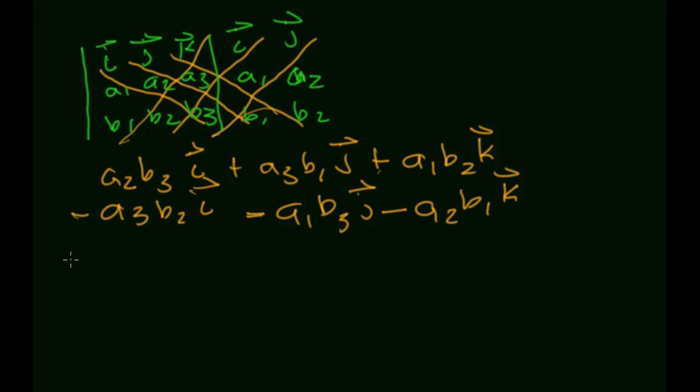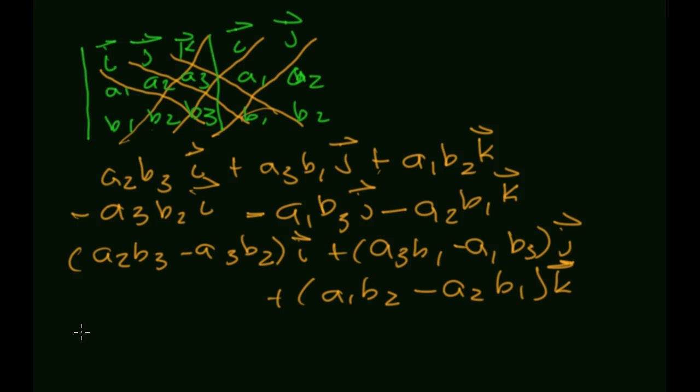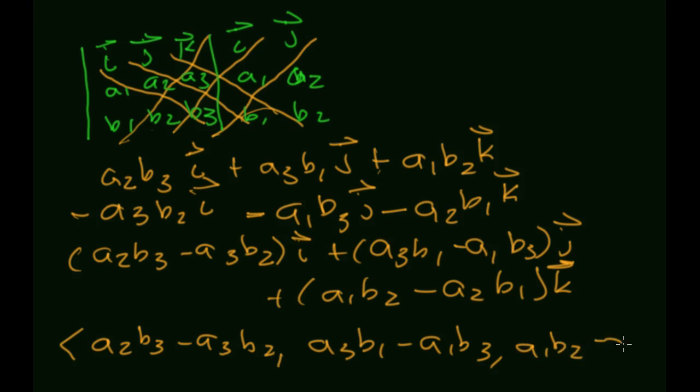Now, if you take a look here, that means I have A2B3 minus A3B2 times I, plus A3B1 minus A1B3 times J, plus A1B2 minus A2B1 times K. So this gives me the vector A2B3 minus A3B2, comma, A3B1 minus A1B3, comma, A1B2 minus A2B1, which is exactly A cross B. So using this idea of going down 3 times and then up 3 times to give you the positives and the negatives is a strategy you can use to calculate a cross product.